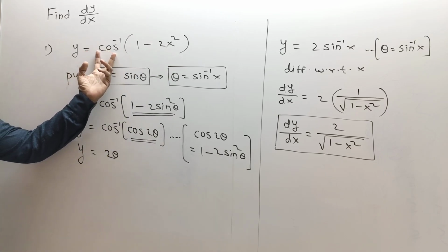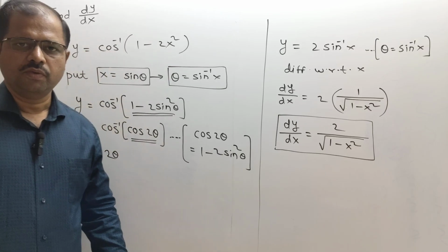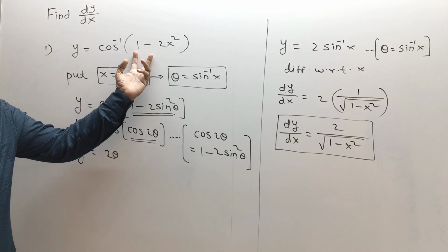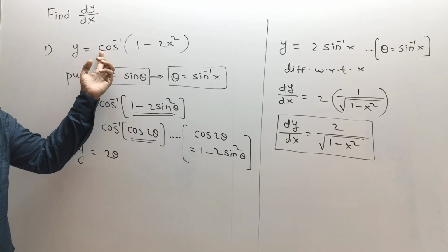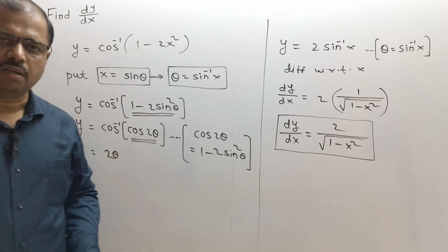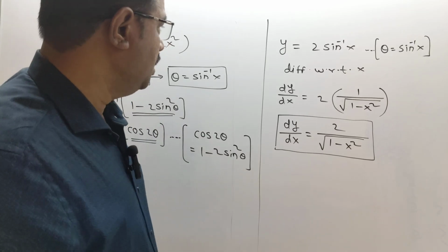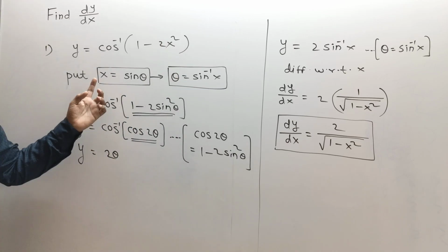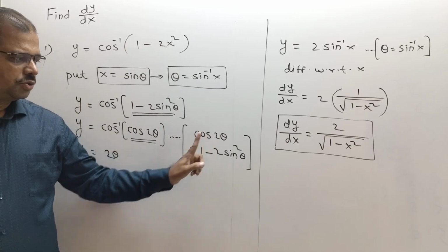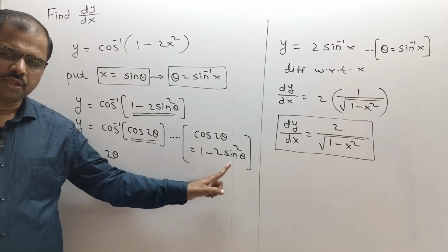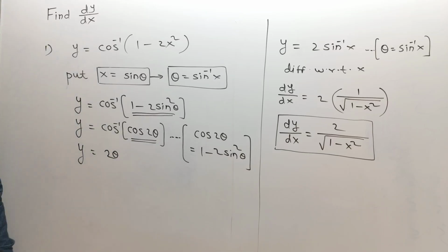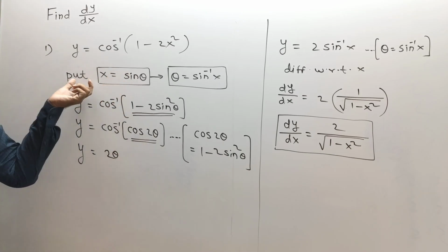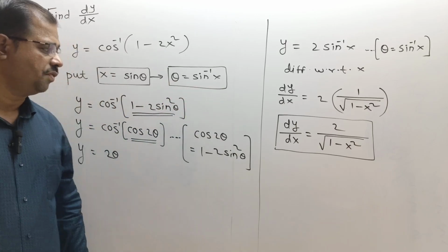In this problem the outer function is cos inverse, which is an inverse trigonometric term, and the inner term is an algebraic term. Therefore, this cos inverse and the algebraic term do not cancel. Therefore, we put x as some trigonometric term. We know the formula cos 2 theta is 1 minus 2 sine square theta. Therefore, put x is equal to sine theta. It implies theta is equal to sine inverse of x.